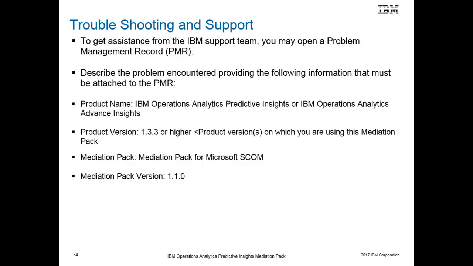If you experience any problems, you can open a problem management record with IBM support. When you open the problem ticket, you must provide the product name and version of the Predictive Insight software that you are using. You must also provide the Mediation pack name and version that you have installed.